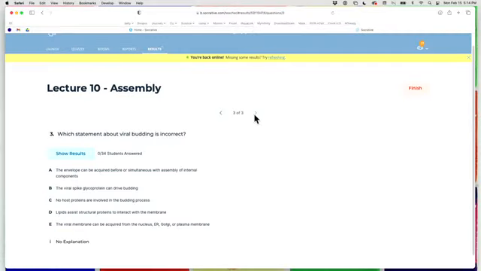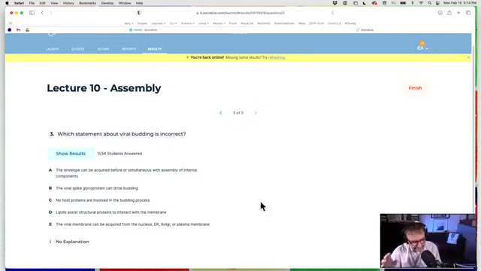All right, our last question is, which statement about viral budding is incorrect? A, the envelope can be acquired before or simultaneous with assembly of internal components. B, the viral spike glycoprotein can drive budding. C, no host proteins are involved in the budding process. D, lipids assist structural proteins to interact with the membrane. E, the viral membrane can be acquired from the nucleus, ER, Golgi, or plasma membrane.